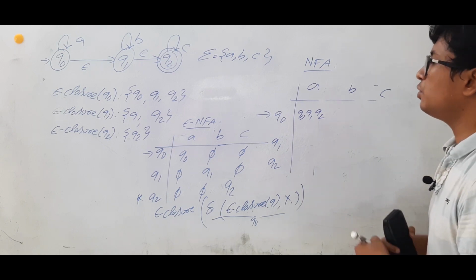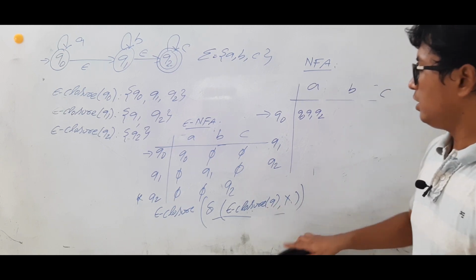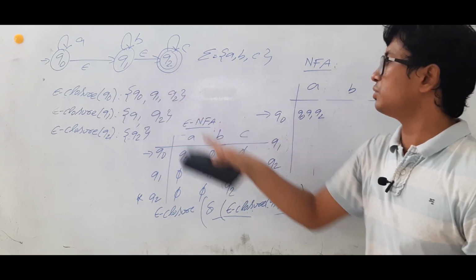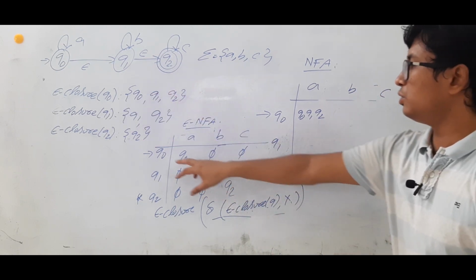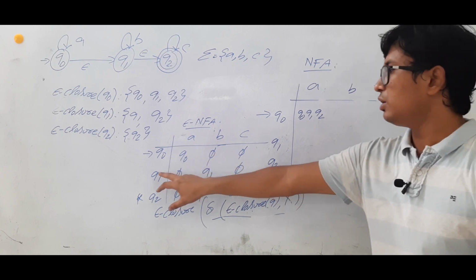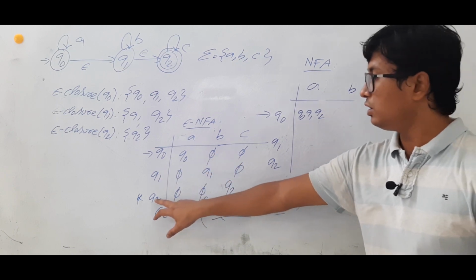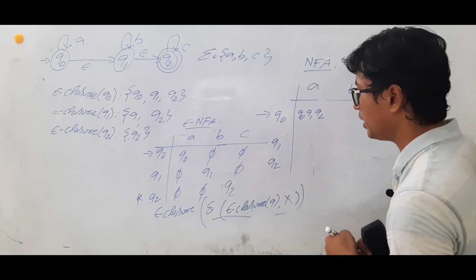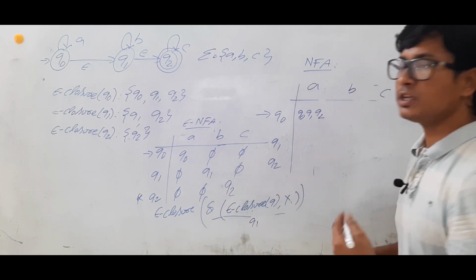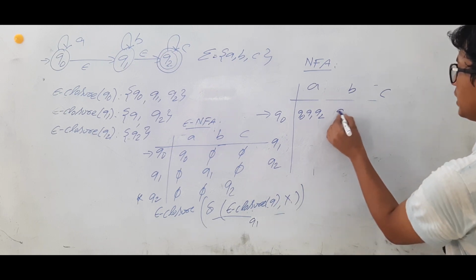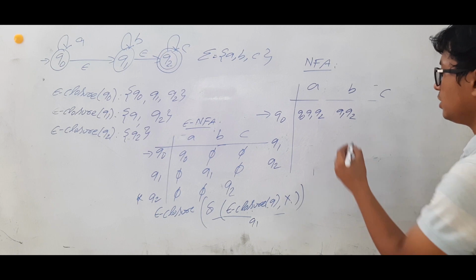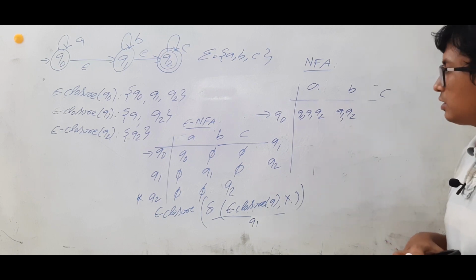Now, similarly, Q naught on B, how will I get it? Q naught epsilon closure I will calculate, it is Q naught, Q1, Q2. On B where is it going? Q naught on B is not going anywhere, Q1 on B is going to Q1, Q2 on B is not going anywhere. So, you will get completely Q1. So, epsilon closure of Q1 is Q1, Q2. So, Q naught on B is going to two states called Q1, Q2.